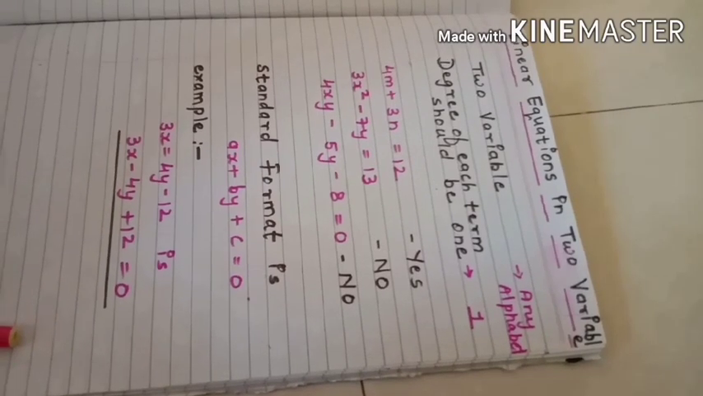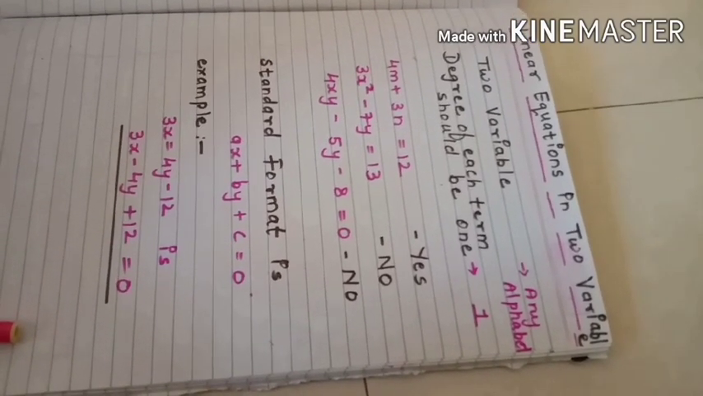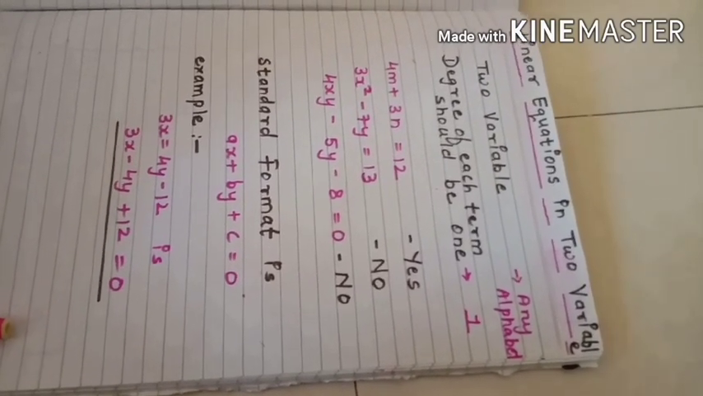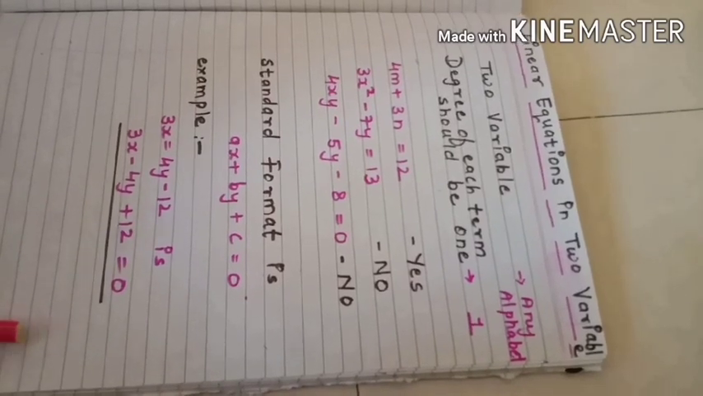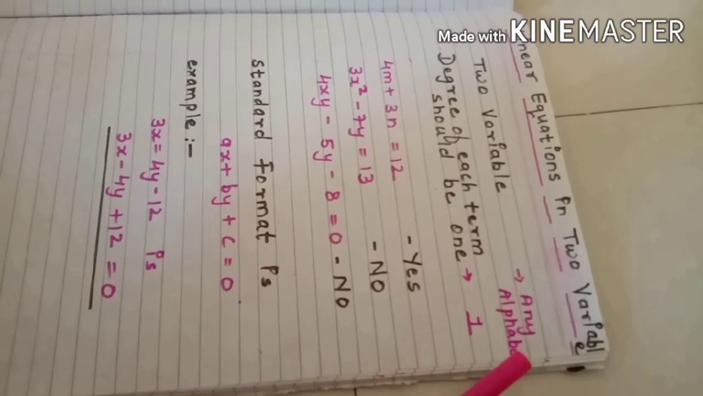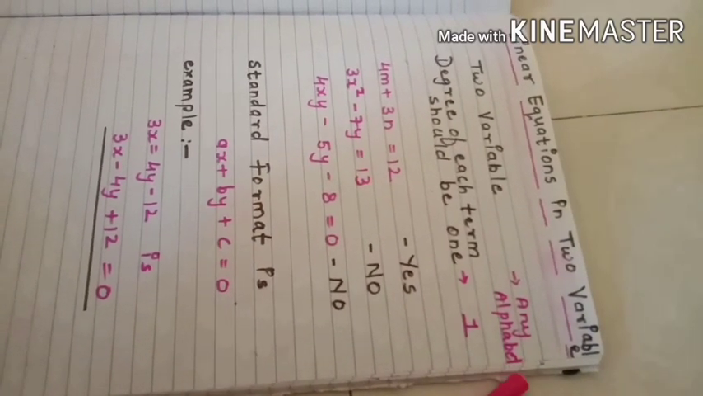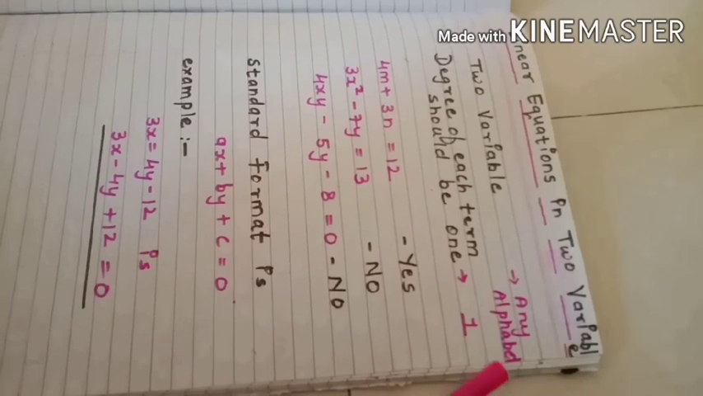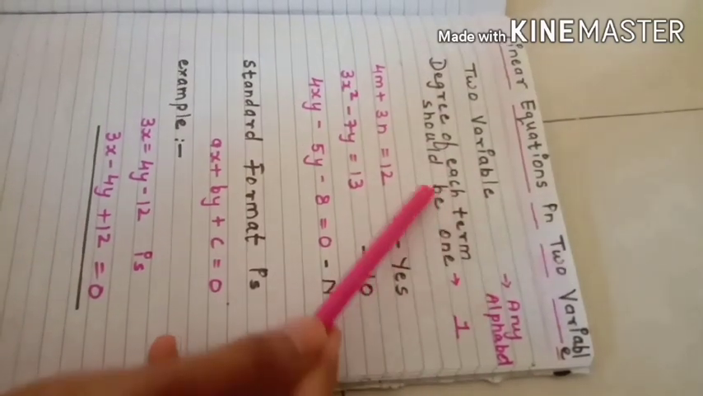Our today's topic is linear equation in two variables, which is the 10th standard first chapter of algebra. Now what does it mean? Here you can see two variables. I can choose any variable from any of the alphabet. And for linear equation, we have to think that the degree of each term should be 1.